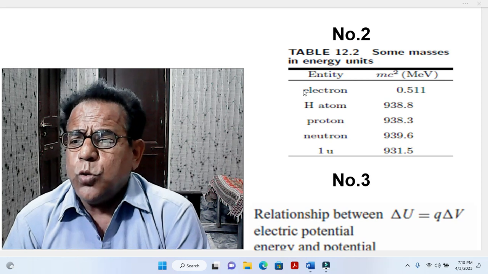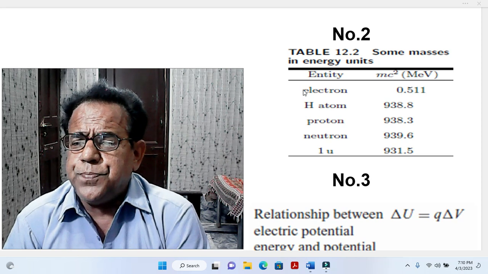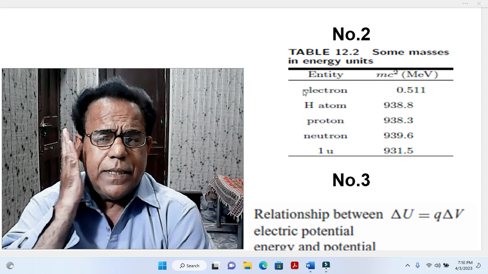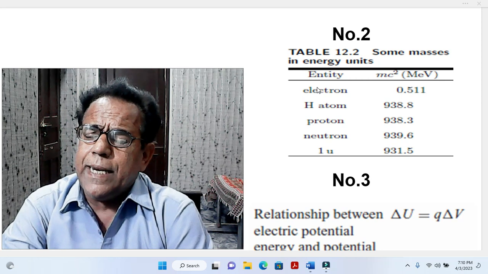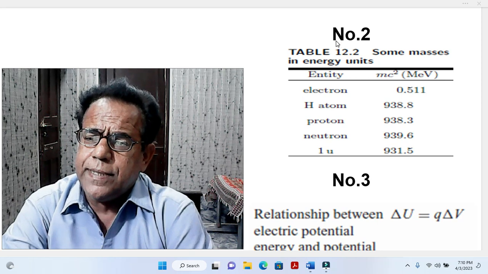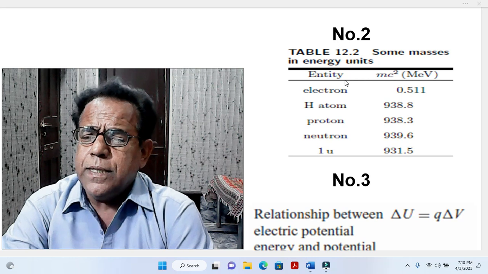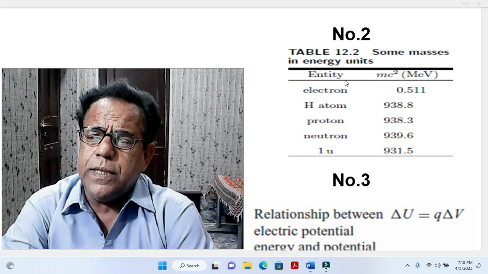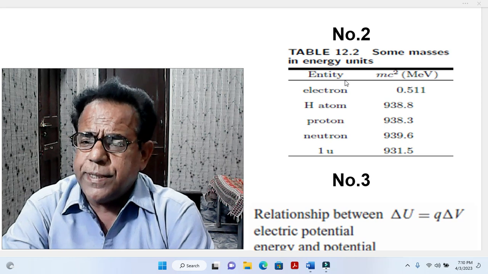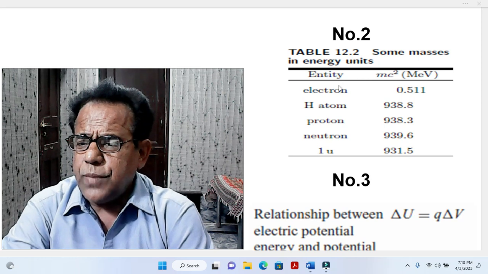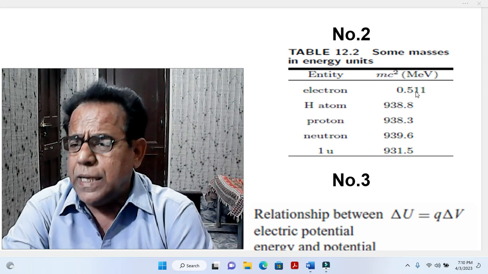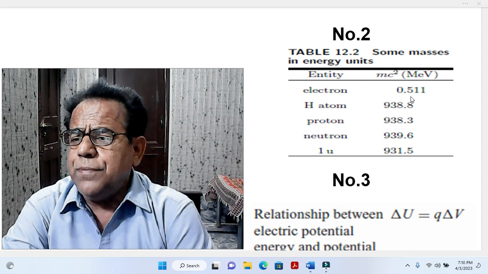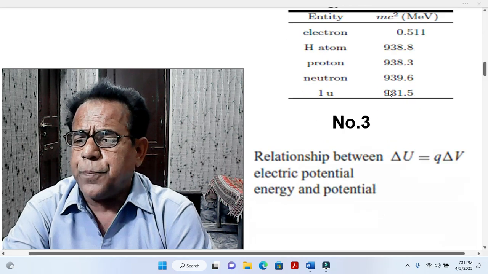So there is nothing to be explained again and again. It is enough if this tool is shown in this video, in this problem, on the screen. Here we will use this value: electron 0.511 million electron volt or 511,000 electron volt, in place of mc square.